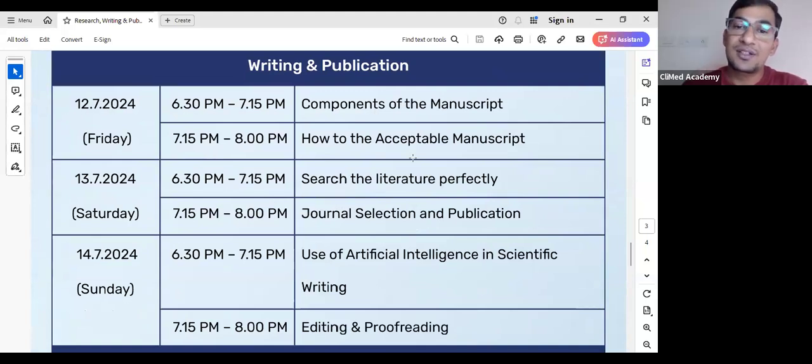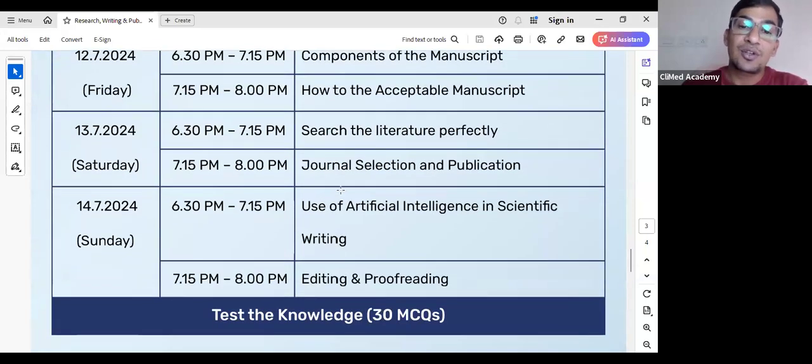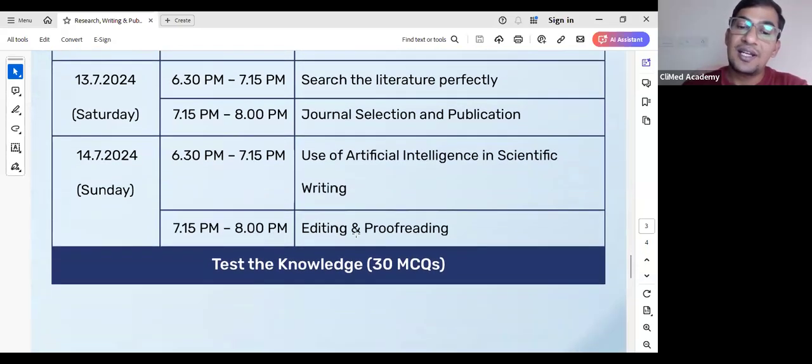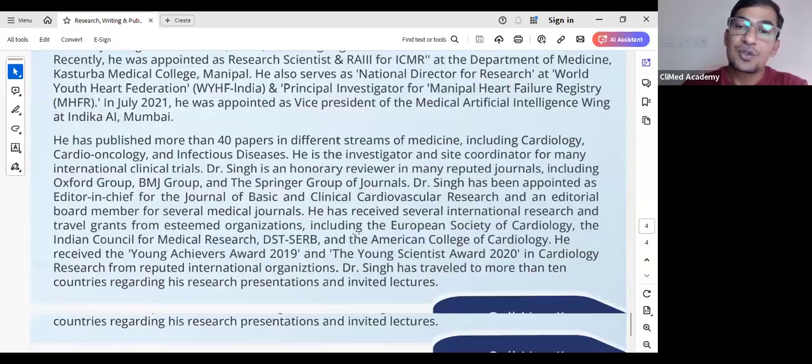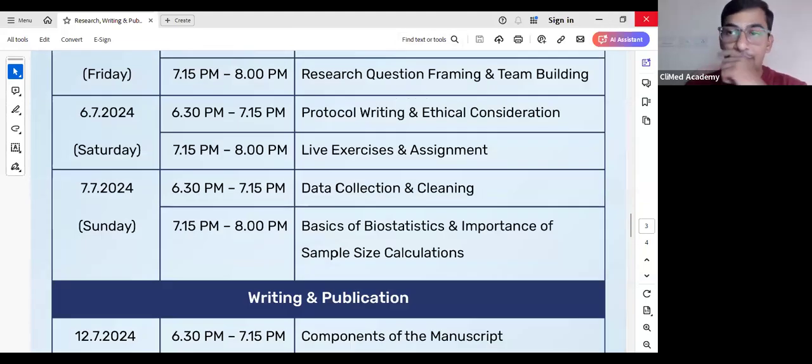On the 12th, components of the manuscript, how to write an acceptable manuscript. I think writing is missing here. How to write the acceptable manuscript. And then we will be talking about journal selection, publication, literature, and then editing and proofreading and all, right? So we are 4 experts from the industry and from academia who are going to take this course, guys.